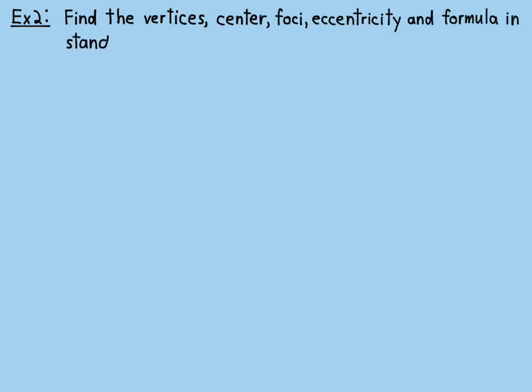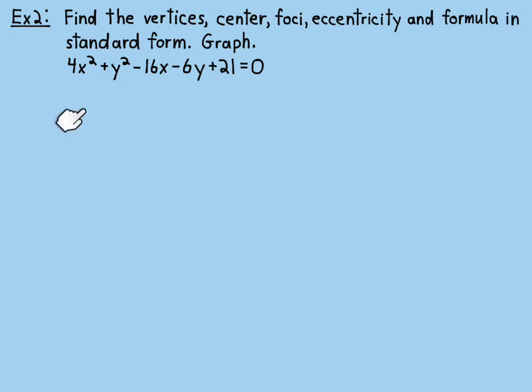So the last example, example 2, this is going to take 2 pages or 2 videos. It says to find the vertices, center, foci, eccentricity, and formula in standard form, and graph the 4x squared plus y squared minus 16x minus 6y plus 21 equals 0. This is an ellipse. I can tell because the coefficient of the x squared and the coefficient of the y are both positive. It's not a circle because if it were, the coefficients would be the same.